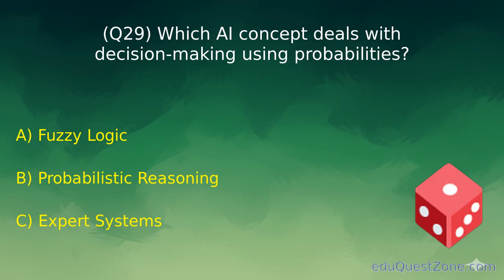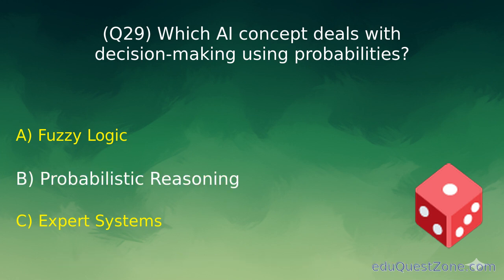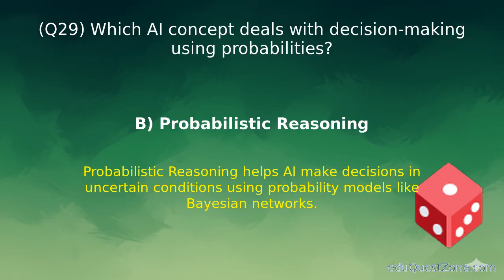Question 29. Which AI concept deals with decision making using probabilities? Option B. Probabilistic reasoning. Probabilistic reasoning allows AI to make decisions using probabilities and uncertainty models.